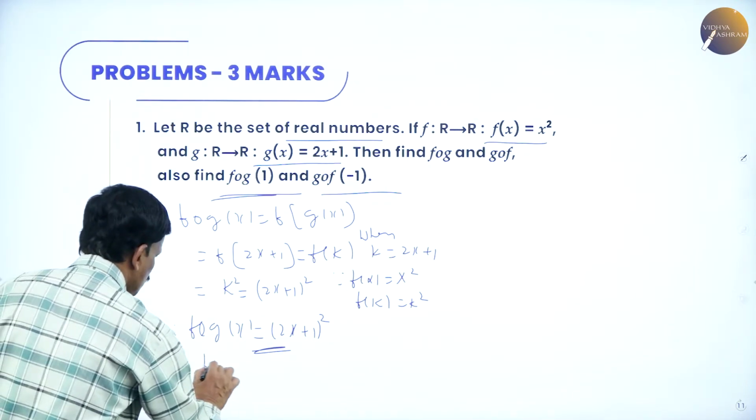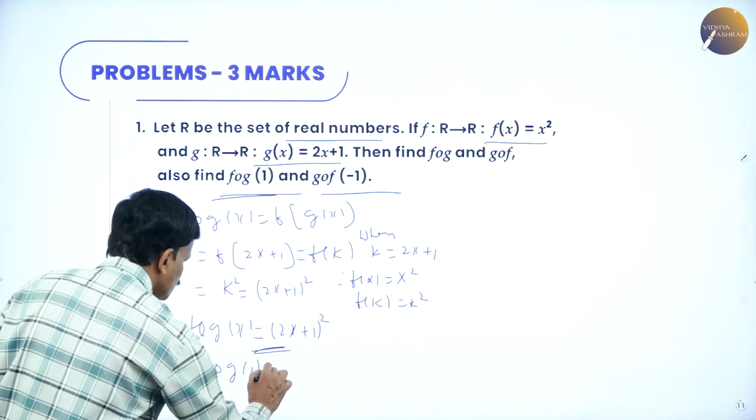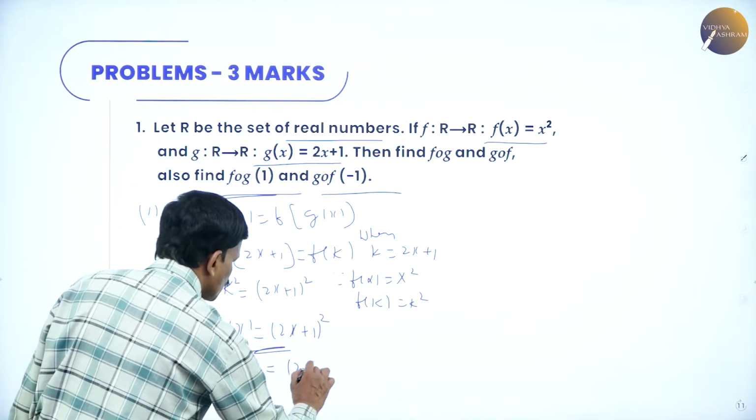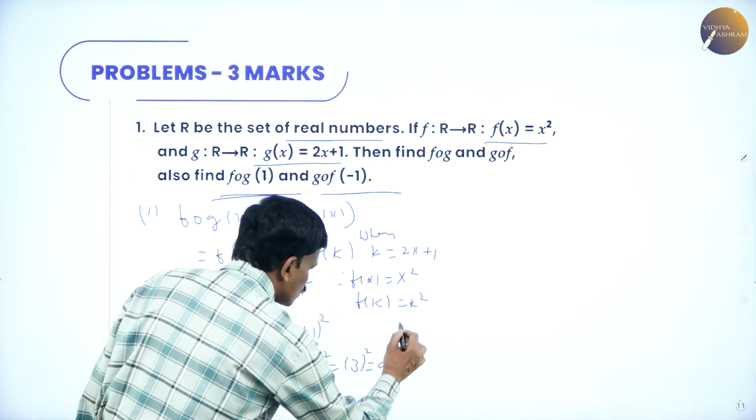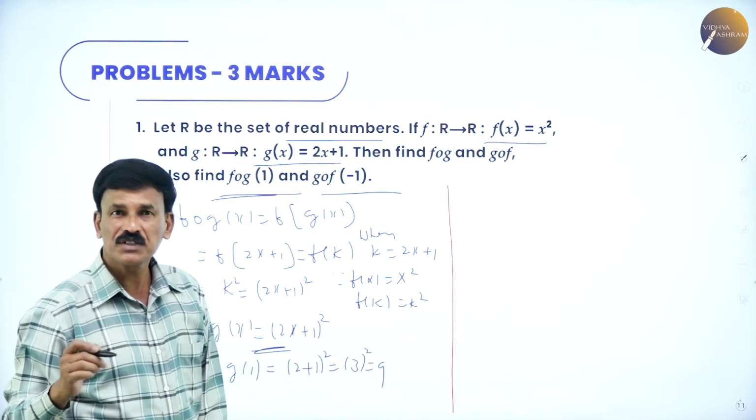If you put x is equal to 1, you will get f of g of 1 is equal to (2 into 1 is 2 plus 1) whole square, that is 3 square. 3 square is equal to 9. That's it. Let us find out the second one.